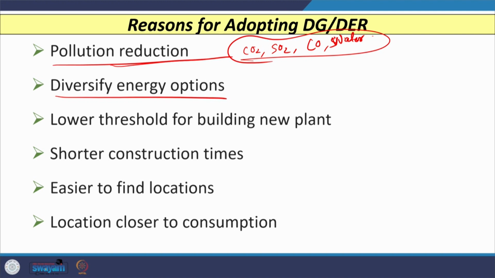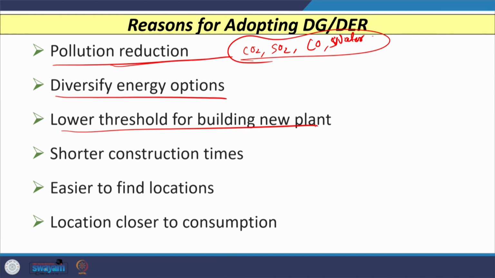If the grid is not available, then we have this DG or DER available at a particular point, and depending upon the capacity of DG or DER, they can supply the load locally for a certain area or some important critical loads. So, diversified energy options are available, and we should not totally depend on the grid supply.